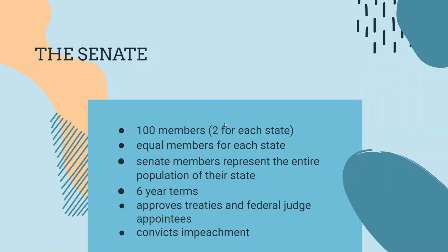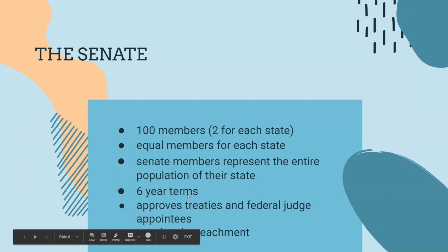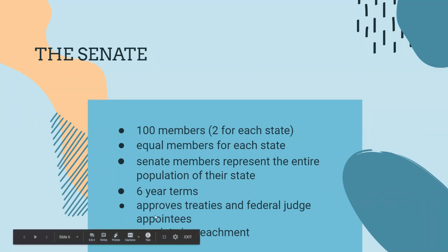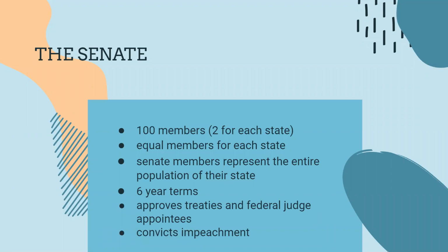The Senate has 100 members, 2 for each state. They have equal members for each state, so 2. Senate members represent their entire state population as opposed to just a district. They have 6-year terms, but it's not that every 6 years everyone gets reelected. Every 2 years, 1/3 of the Senate gets reelected, so it's split up. They approve treaties that the president makes and federal judge appointees that the president wants to appoint. And they convict on impeachment, like I said earlier.